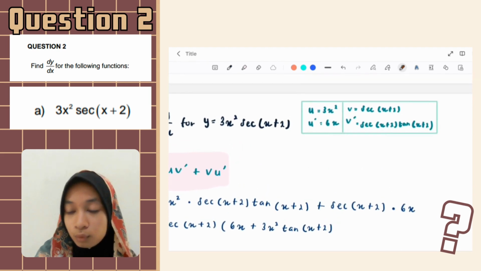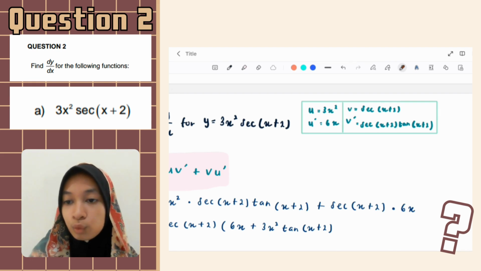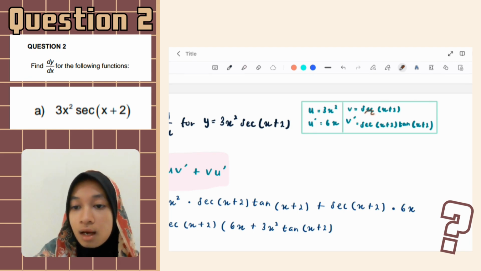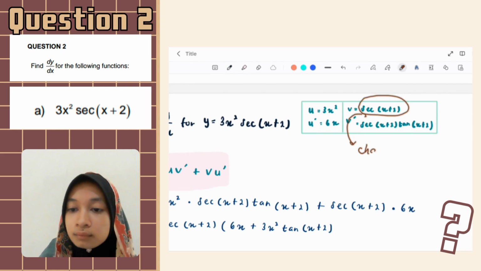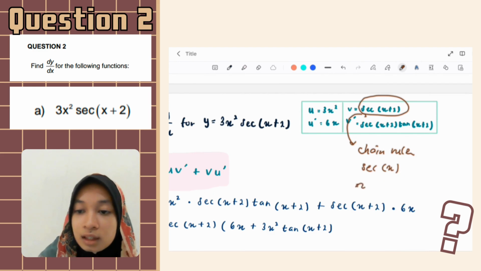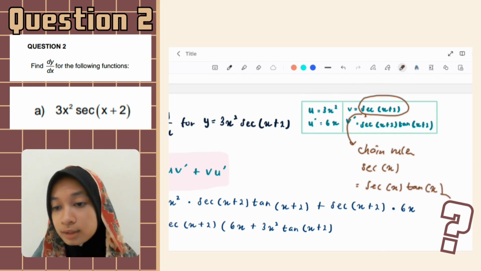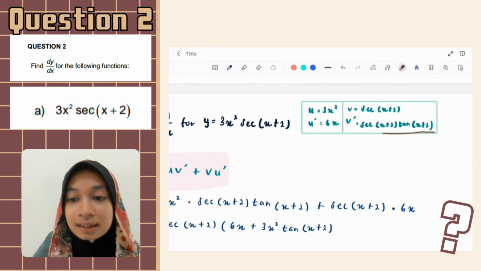So we go to the first step, which is we need to differentiate each part separately. It is highly recommended for you to write the information given so there will be no confusion. Firstly, we will differentiate u equal to 3x squared. The derivative of u is u prime equal to 6x. We will differentiate v equal to secant x plus 2. As we know, secant x plus 2 is a trigonometric function, so this requires the chain rule. We know the derivative of secant x is secant x tangent x. For this question, you can just substitute x plus 2 into the formula. So this is the derivative of secant x plus 2.